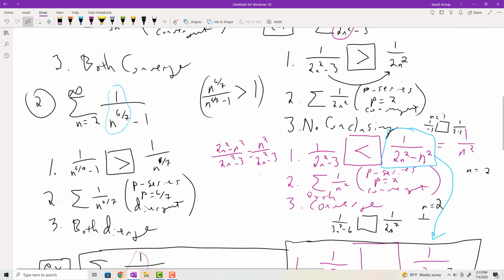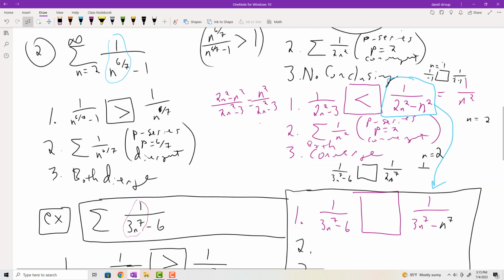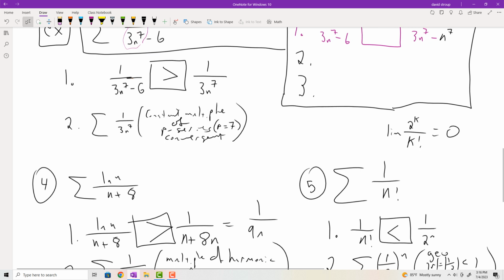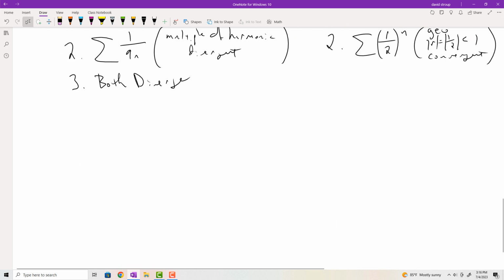So first, there are the criteria, the kind of the testing procedure. 1, you do an inequality. 2, you talk about the series you're comparing it with. And 3, you make a conclusion. And then within step 2, I want to see those 3 factoids: the type of series, its criteria, and then its behavior. Okay, so hopefully that's clear.